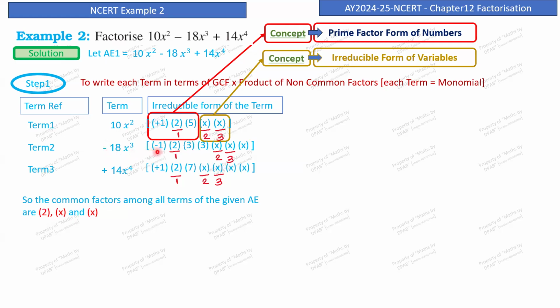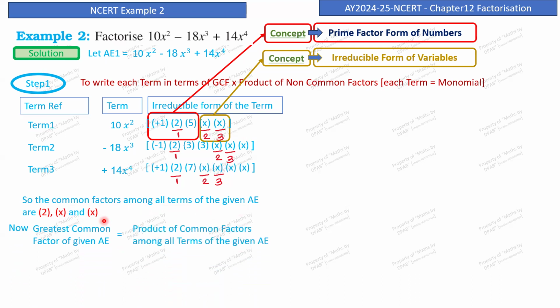If it is plus 18, then we will be having this plus 1. So now plus 1 is a common factor. Okay. So plus 1 we will be putting here as a common factor, comma 2, comma x and x. This 'and' will come before the last factor, whatever we are writing. Okay. So the common factors among all terms of the given A are 2, comma x and x. So now we need to find the greatest common factor, isn't it? So the greatest common factor of the given A is the product of common factors among all terms of the given A. So the greatest common factor is the product of the common factors 2 into x into x. Like this we need to write it.